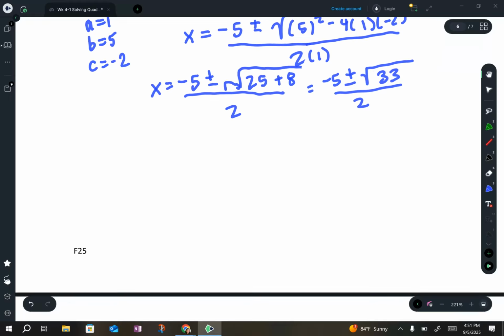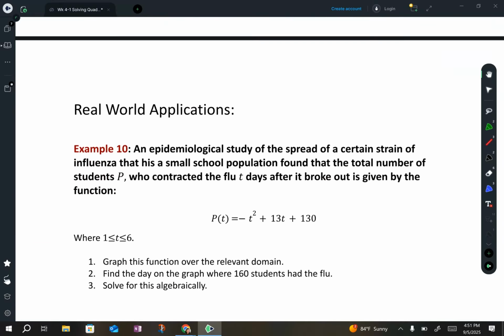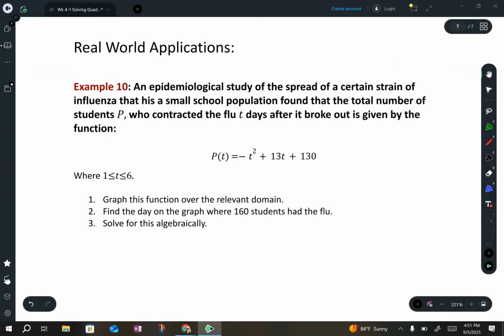All right, let's keep going and talk about a real-world application to a quadratic equation. So here's our last example. An epidemiological study of the spread of a certain strain of influenza that has hit a small school population found that the total number of students P who contracted the flu T days after it broke out is given by this function, P of T equals minus T squared plus 13T plus 130, where 1 is less than or equal to T is less than or equal to 6.